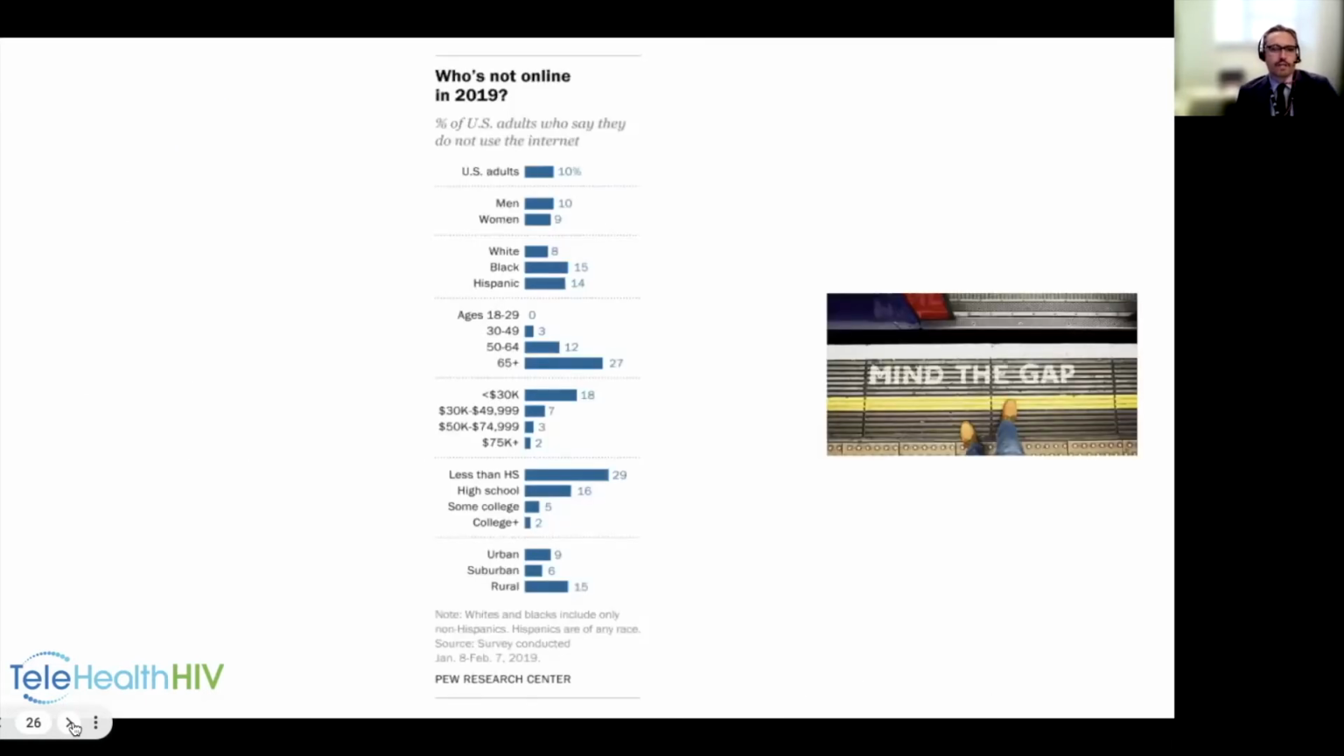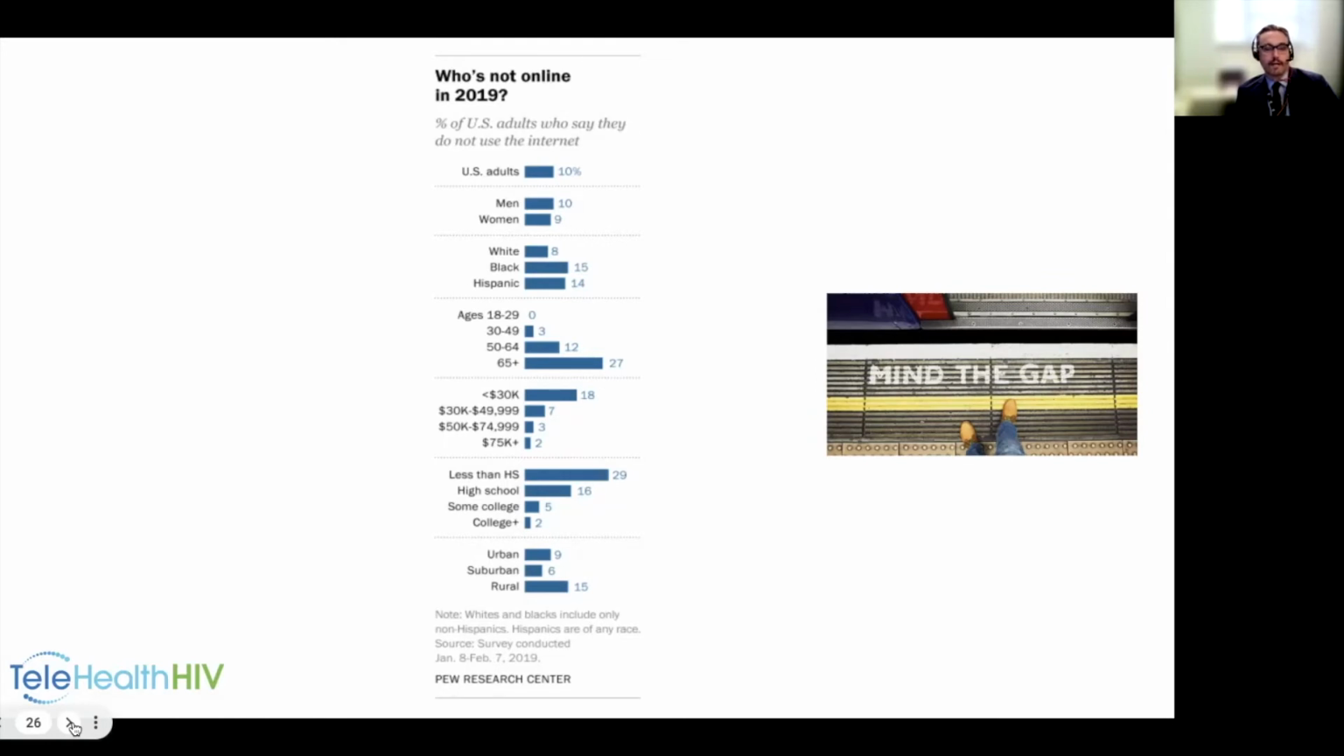This project is kind of small, I suppose, but this is just a Pew Research poll from 2019 looking at who's not on the internet. So 10% of US adults in 2019 were not even on the internet at all. There didn't seem to be much of a difference between men and women, but as you can see here, who's not online is less among white than non-white folks. And when you look at age, there's a huge disparity. Among people 18 to 29, everyone's online. But when you look at 65 plus, and a lot of our HIV patients are 65 plus nowadays, at least a quarter of them are not even on the internet.